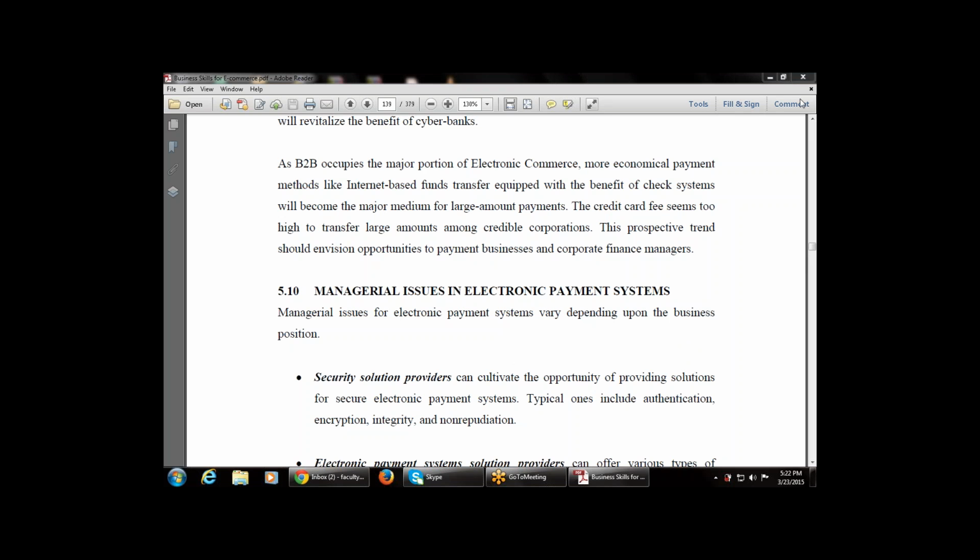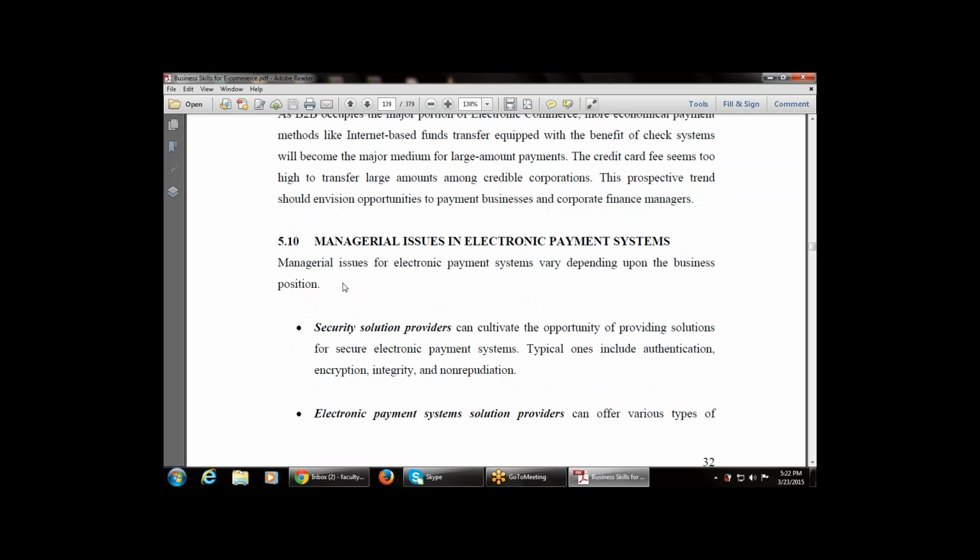So now the next topic is managerial issues in an e-payment system. What are the managerial issues that must be involved in an e-payment system? That is the next topic. Managerial issues for an e-payment system depend very much upon the business position, so it depends on the business position what managerial issues are available with the e-payment system.